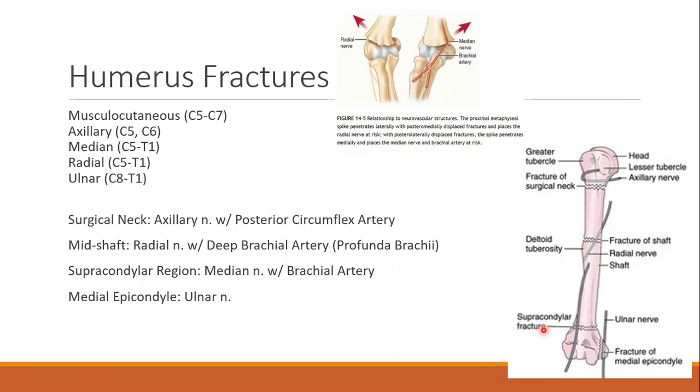If we have a fracture of the supracondylar region, supra meaning above, condylar meaning the epicondyles here, your medial and your lateral epicondyles. If you break this area above them, you can injure the median nerve as it travels through your cubital fossa along with your brachial artery, which is also traveling through your cubital fossa. And if you fracture your medial epicondyle, you can damage your ulnar nerve, which is passing posteriorly behind your medial epicondyle as it travels down into the forearm.